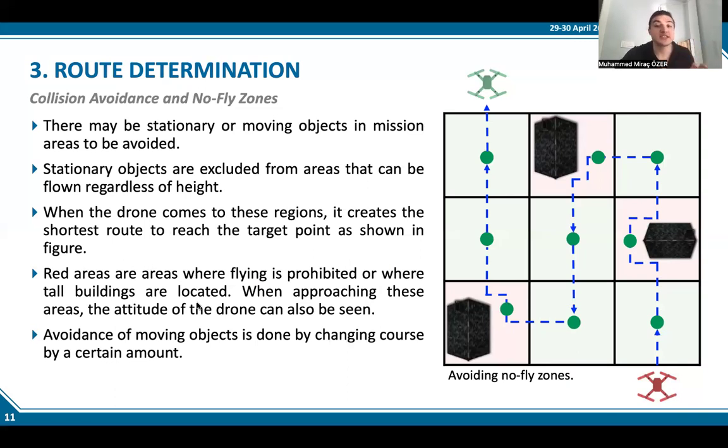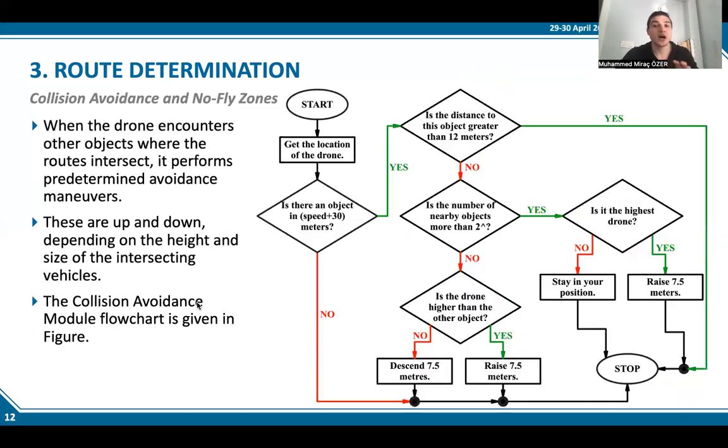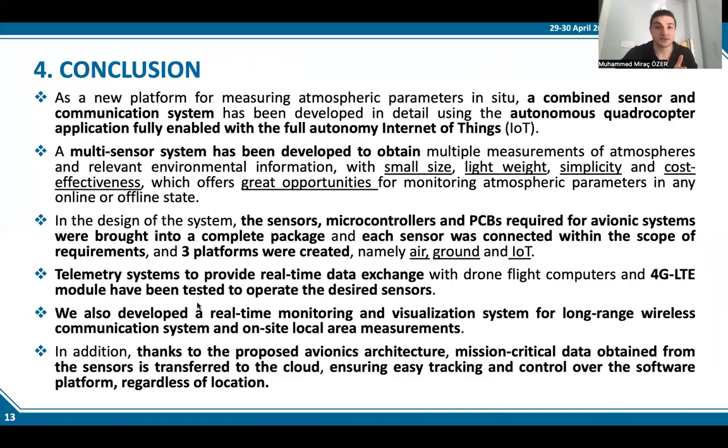When approaching these areas, the altitude of the drone can also be seen. Avoidance of moving objects is done by changing course by a certain amount. When the drone encounters other objects where the routes intersect, it performs predetermined avoidance maneuvers. These are up and down depending on the height and size of the intersecting vehicles.